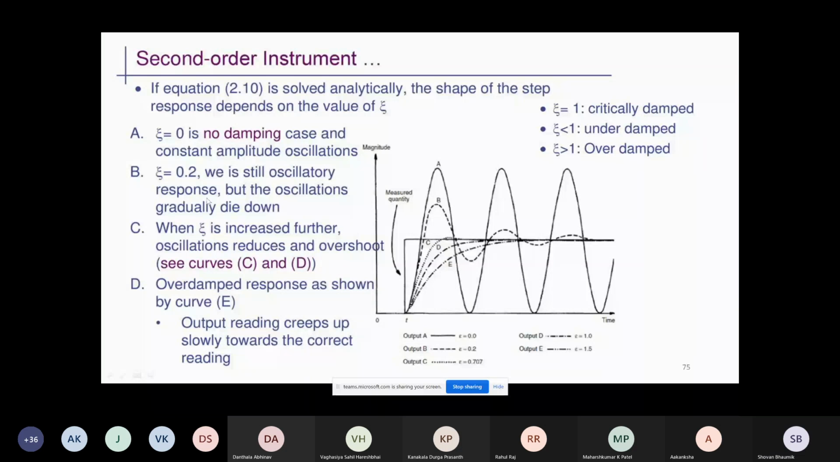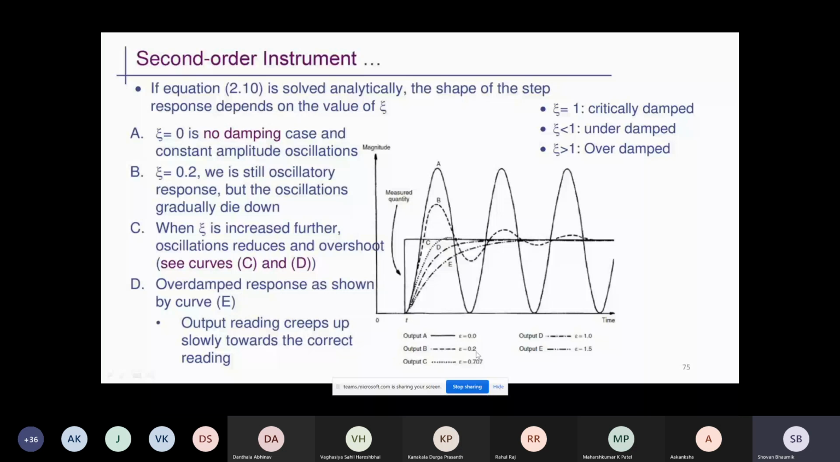Now if zeta is less than 1, it is called an underdamped system. In such a case, you will get the output B or C. Output B overshoots, then undershoots with less magnitude, then overshoots with less magnitude, undershoots, and gradually settles. Curve C slightly overshoots, then undershoots, and then gradually settles. Output B is for zeta 0.2, output C is for zeta 0.7.